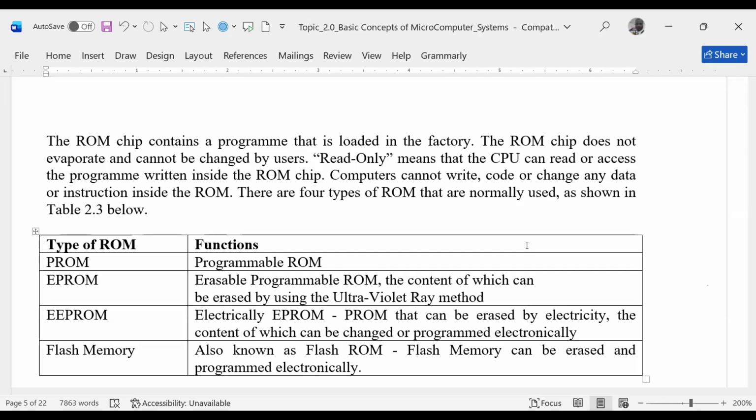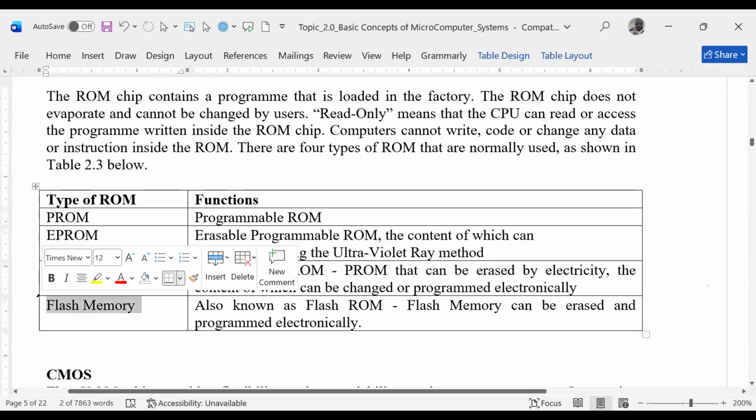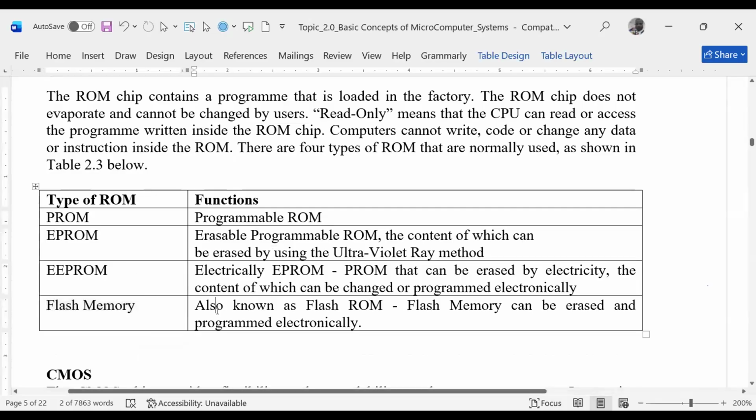There are different types of ROM. For example, PROM means programmable read-only memory. EEPROM is erasable programmable read-only memory. And then practical examples are also there. Then you can see the flash memory also here. The flash memory is part of the RAM and at the same time ROM. And I've explained that flash memory is a technology of both RAM and ROM.